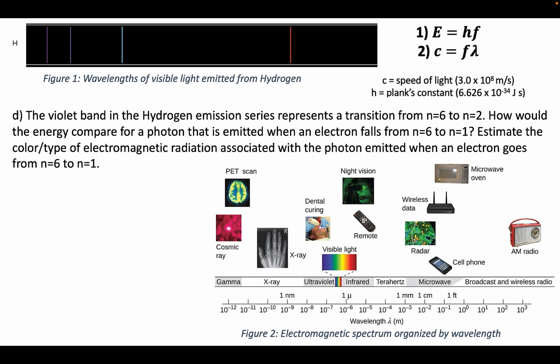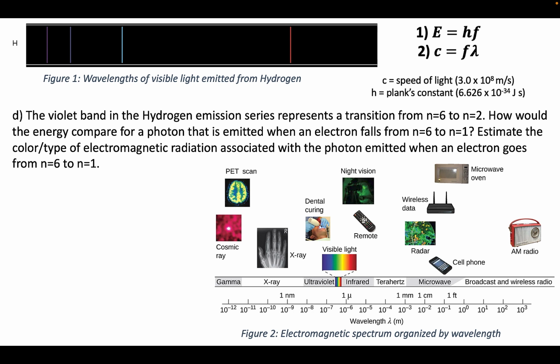Final question here is to say, well, what if we do know what the transition is and that the violet band is from the 6th energy level to the 2nd energy level, right? If an electron should be at energy level 6 and drop to energy level 2, it's going to emit this specific violet photon. We want to know how the energy compares for a photon that should be emitted if that electron fell not from 6 to 2, but from 6 to 1. And we want to just estimate the color or type of radiation associated with it.